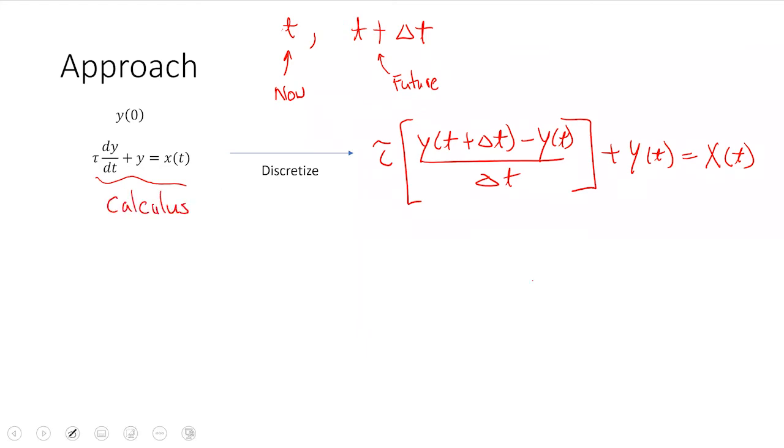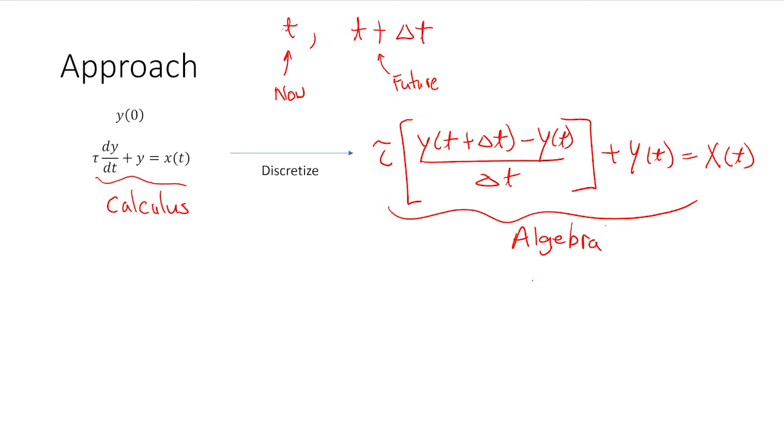What is this over here? Algebra. Basically, y of t is the value right now. x of t is the value right now. y of t plus delta t is the value of the output in the future. I can solve for those things just like they're variables. So what I'm going to do is, this guy becomes messy looking because of the tau over delta t. I don't like that.